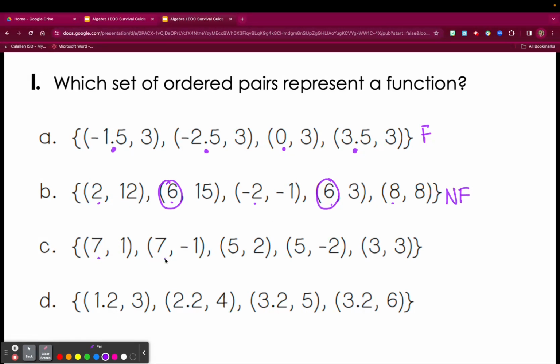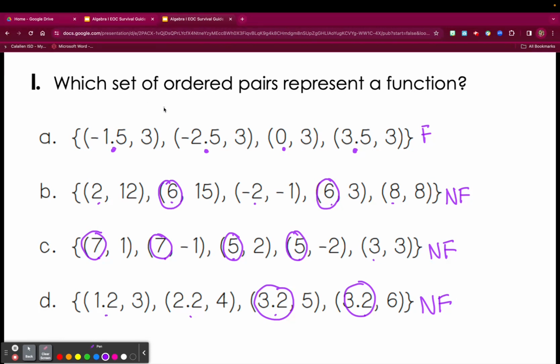C, we have 7, 7, 5, 5, and 3. Seeing that my 7s repeat along with my 5s, this means that this is not a function. And lastly, D, we have 1.2, 2.2, 3.2, and 3.2. I see that 3.2 repeats, so again, that means that this is not a function.